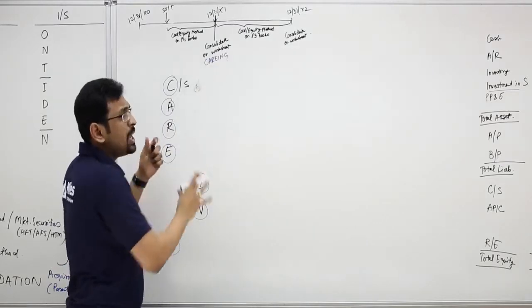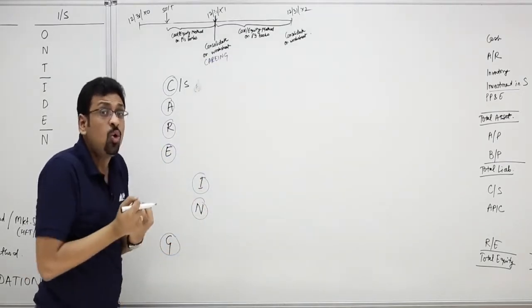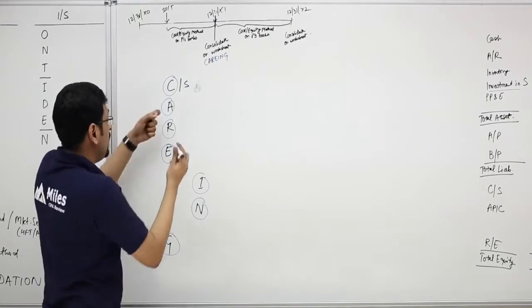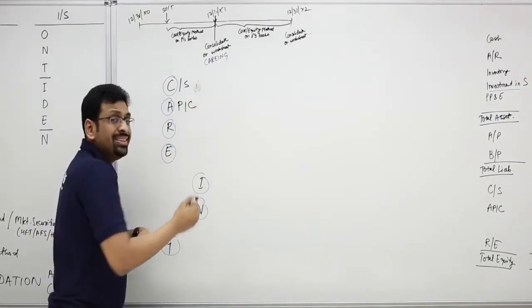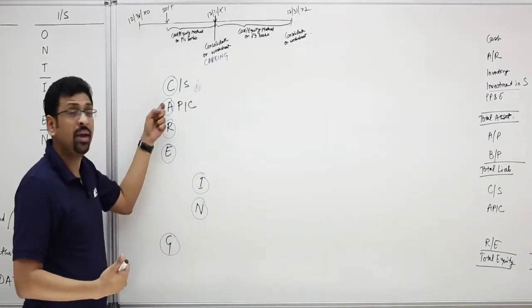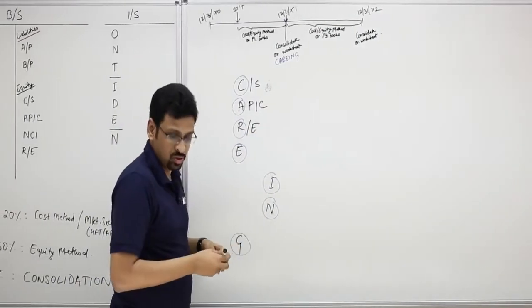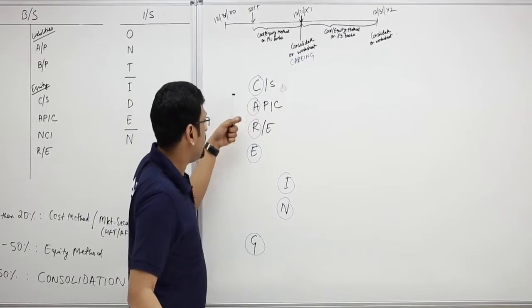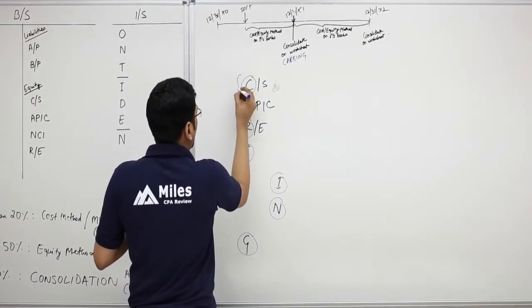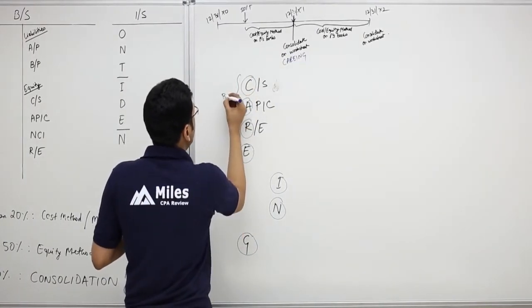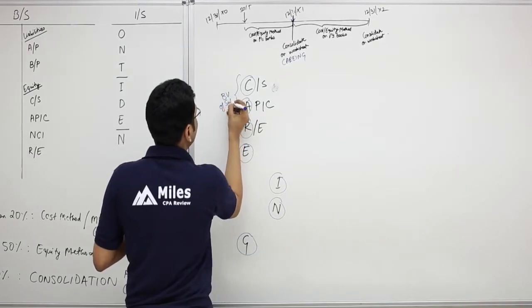So we don't want the subsidiary's common stock anymore because we own that. That's not outstanding. A stands for APIC. Now this is again the subsidiary's APIC, no longer outstanding. R is the subsidiary's retained earnings. So common stock plus APIC plus retained earnings, you could say all this is the book value of the subsidiary.